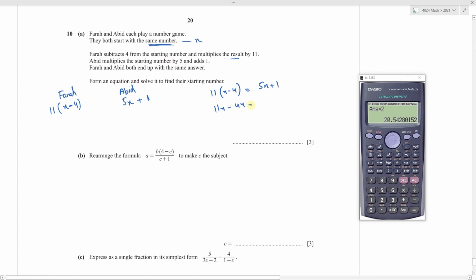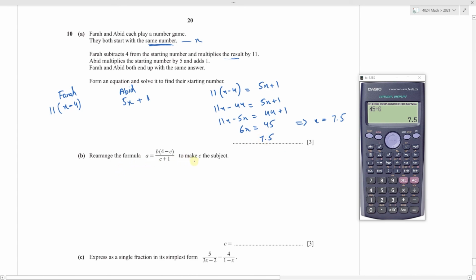11x minus 44 equals 5x plus 1. Bring this 5x here. 11x minus 5x equals 44 plus 1. 11 minus 5 will be 6x equals 45, and x will be 45 divided by 6. So this gives you x equals 7.5. So 7.5 is their starting number.